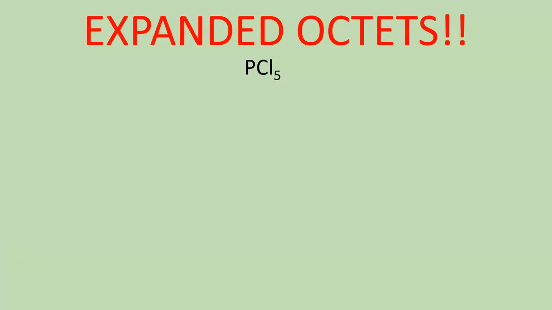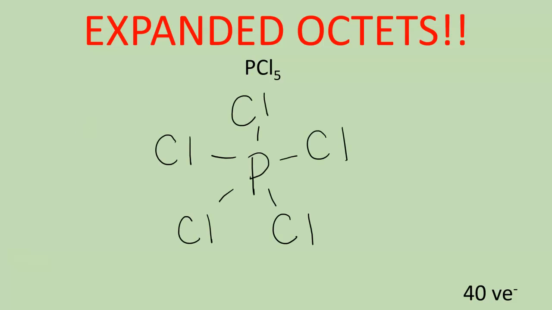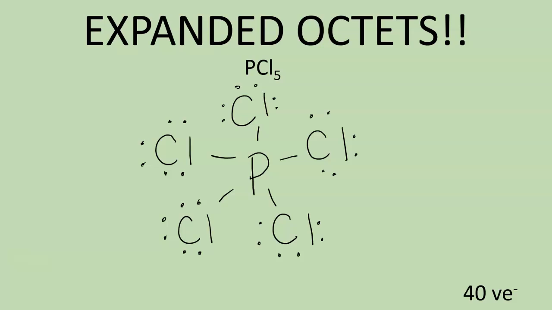We have PCl5. We know that we need 40 valence electrons. Again, if you don't know where those valence electrons come from, check out your Lewis structure video in your video library. I'm going to put everything up here so we can see that all of our chlorines have octets. They are happy.